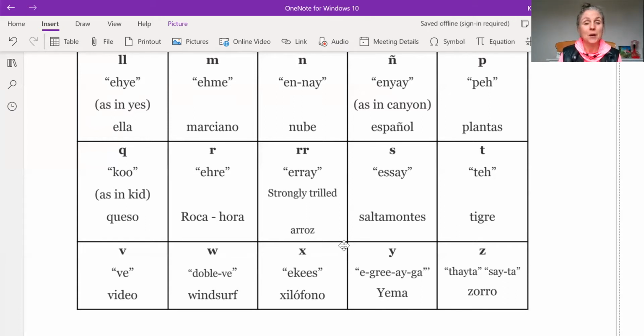Zorro. Okay, so there you have it. The sounds and letters of the Spanish alphabet. I hope that's helped. Practice, practice, practice.